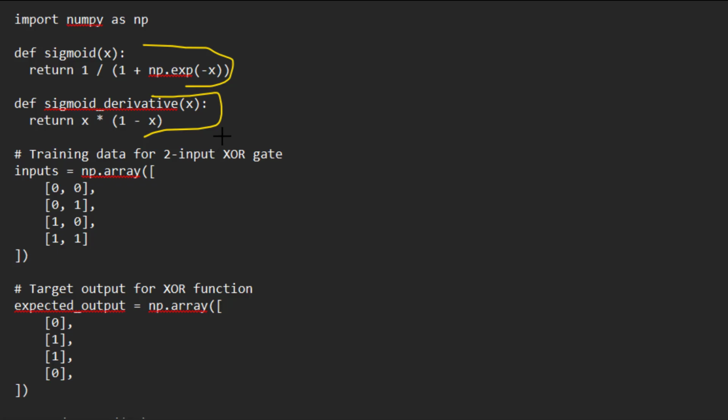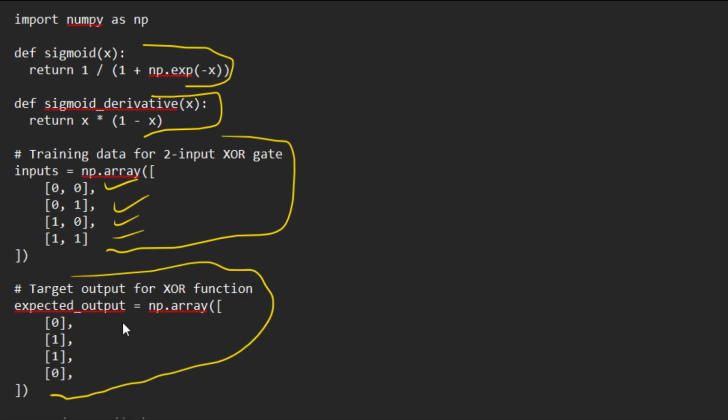Then in this case we define the XOR input function. So we have two inputs. There are four combinations: 0 0, 0 1, 1 0, and 1 1. Then the target output for the XOR function is: 0 0 is 0, 0 1 is 1, 1 0 is 1, and 1 1 is 0. So this is the output.